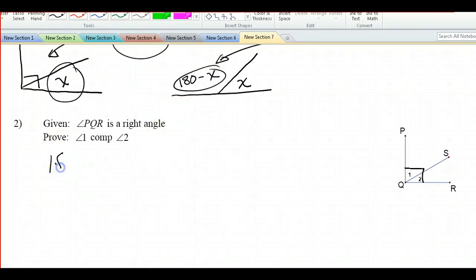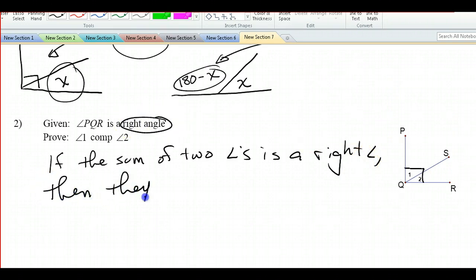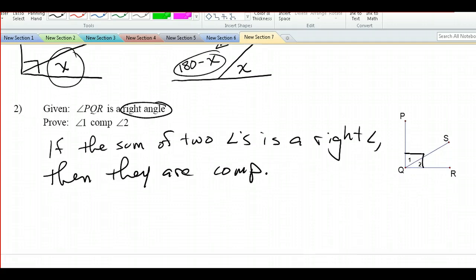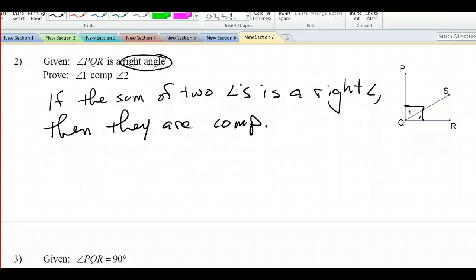So if the sum of two angles is a right angle, then they are complementary. Notice I used the form of the definition that has right angle so that it matches with the given. And if you want to see if you can do these on your own, feel free to pause the video and then restart it just to check your answers.